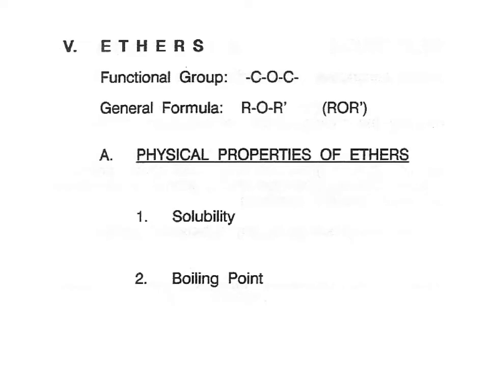Our next class of compounds are the ethers. This is a carbon with an oxygen in between and then another carbon. General formula is R-O-R'. Recall that R just means hydrocarbon chain, and that R' also means hydrocarbon chain, but it indicates that it could be the same hydrocarbon chain or possibly a different hydrocarbon chain with a different number of carbons or a different way of being attached.